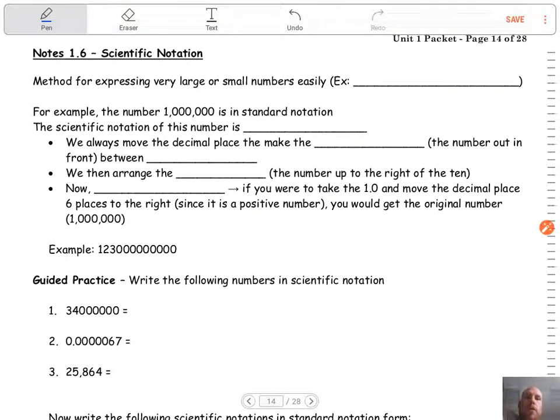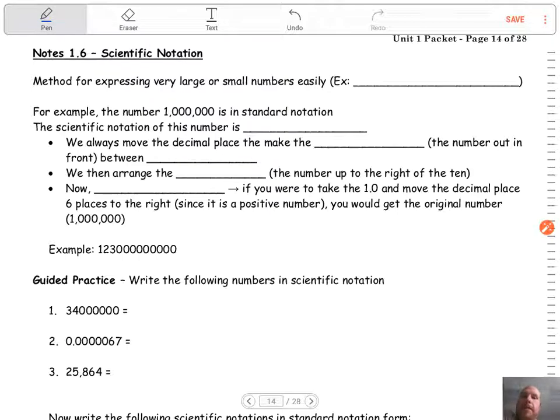Guys, this is video 1.6. We're going to hopefully review scientific notation for you in this video. You should have had exposure to this in other science classes and math classes, maybe. So we're going to go through this a little bit quickly, kind of review it. It should be something very easy and familiar to you.